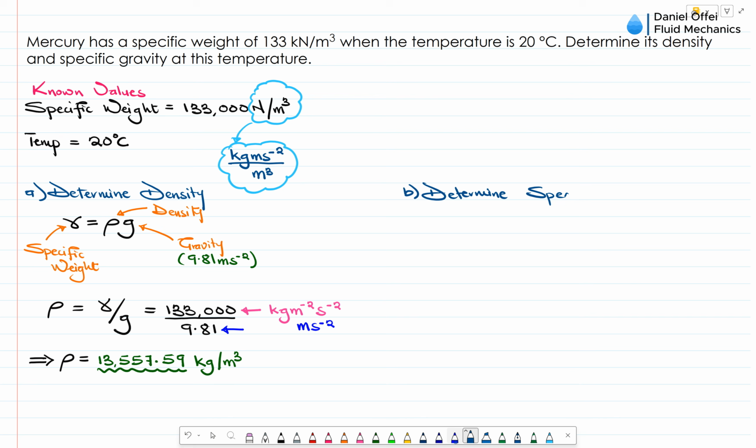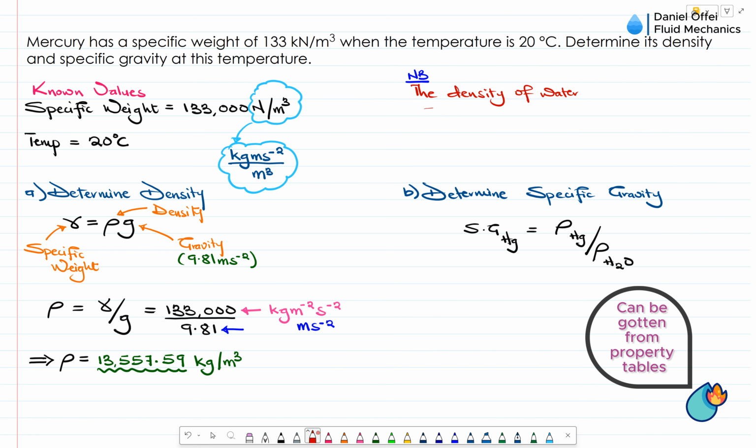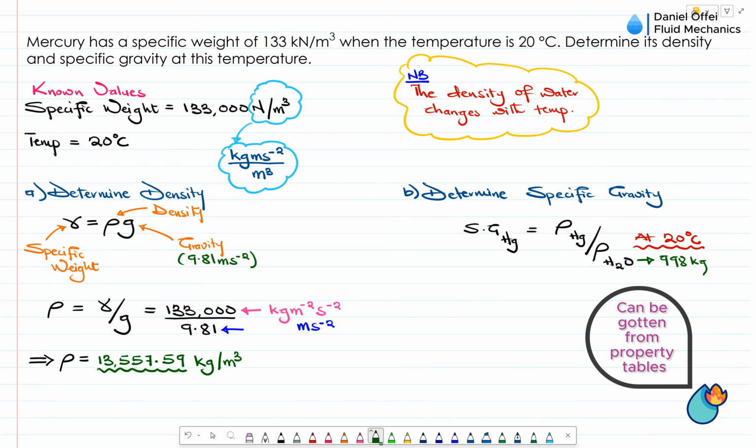Then the next thing will be to calculate the specific gravity. We know specific gravity equals density of the substance over density of water. But here we are looking at 20 degrees Celsius, and the density of water, or the density of any substance, is dependent on the temperature. As the temperature goes up, the density also changes. So at 20 degrees Celsius, the density is 998 kilograms per meter cubed.